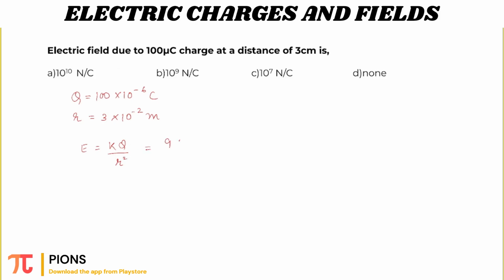what is our K? 9 into 10 to the power 9. Q over here is 100 into 10 to the power minus 6 whole divided by R square. So let's make it as 9 into 10 to the power minus 4. So 9 and 9 get cancelled, and what we are left with here is 10 to the power 9 and 10 to the power minus 6. That's 10 to the power 3 into 100, and 10 to the power minus 4 goes up, it will be plus 4. So 4 and 3 is 7, 7 and 2 is 9, 10 to the power 9 newton per coulomb. That's our correct answer, option B.